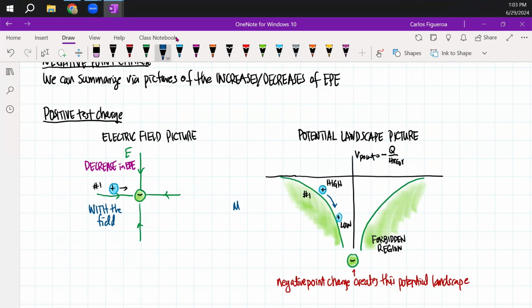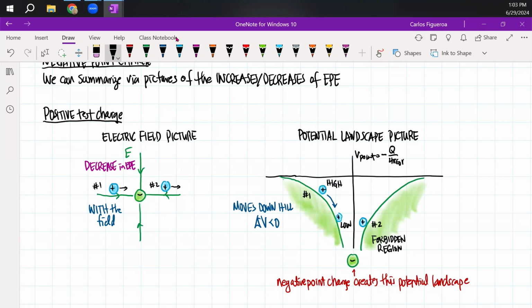So if it moves downhill, we then say that the potential is negative. Exactly what we would say. On the other hand, if I have another charge, which is now going to be down here, this charge is now moving against the field, and I'll call that number 2 here.